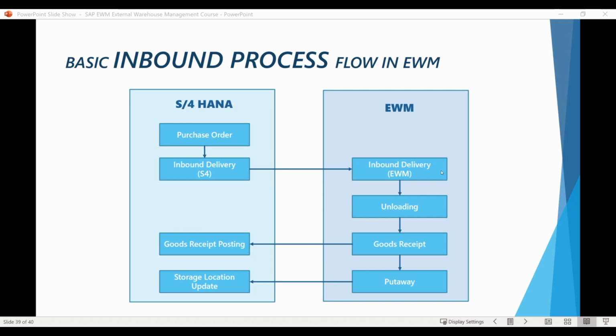But in order for the information to flow between the systems, we need to create a distribution model in S/4 and map the delivery types in S/4 with the delivery types in EWM. A distribution model decides what kind of data is transferred between the systems.